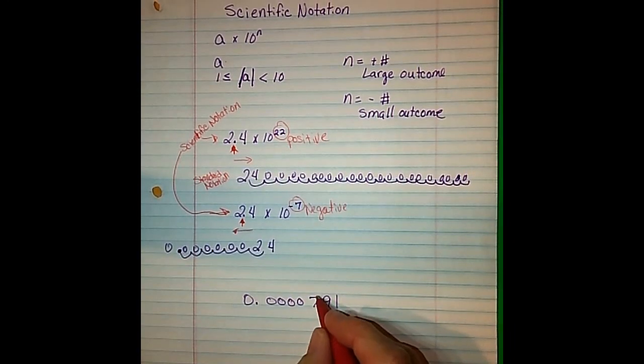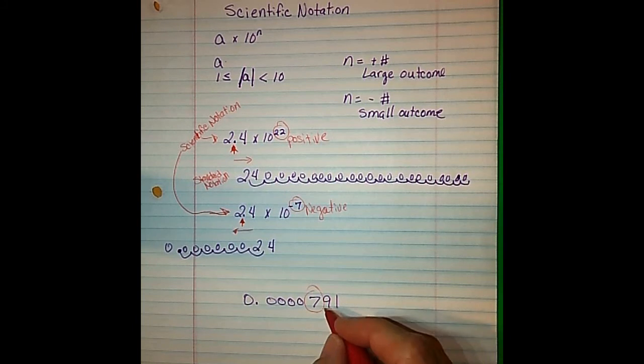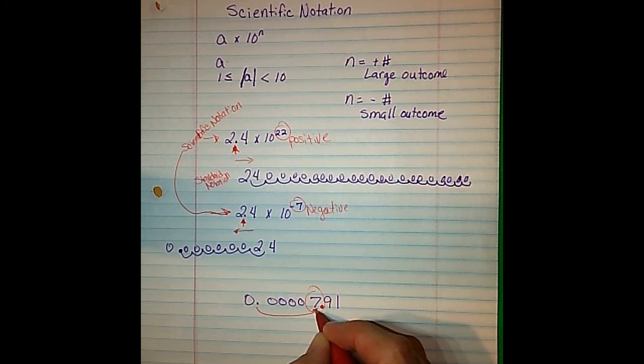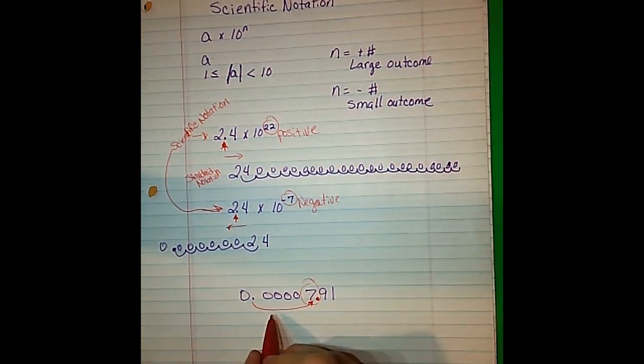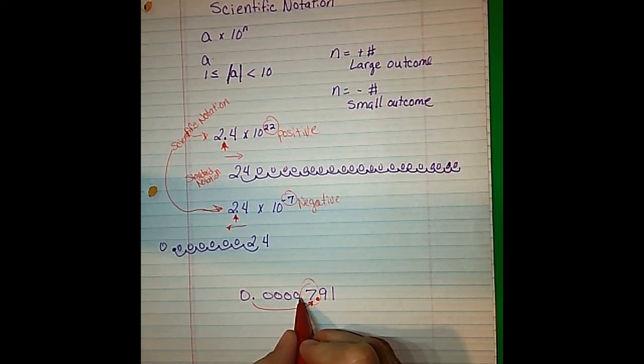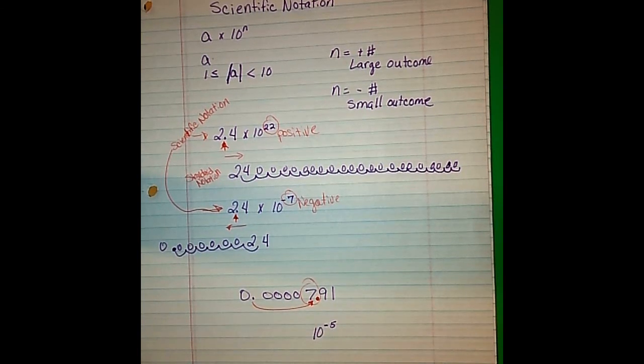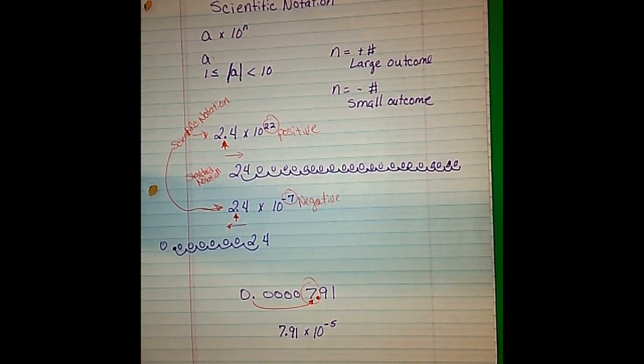So what I see here is that I have the 7, and I'm going to put that decimal right there. And I have to count how many places I had to move it to get it there. So I'm going to go 1, 2, 3, 4, 5. That means my 10 is going to be raised to negative 5 because it's a small number, and it took 5 places to move that decimal where it belongs. And my number is 7.91 times 10 to the negative 5. And that's scientific notation.